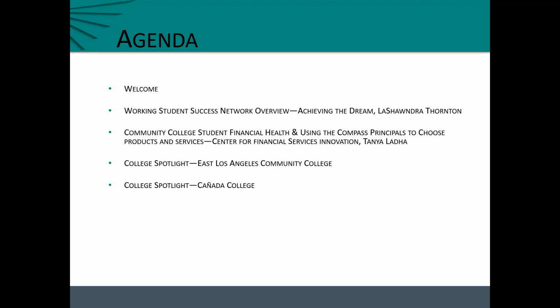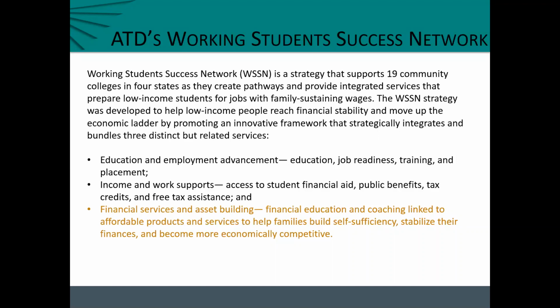So what is WSSN? WSSN is really a strategy that supports 19 community colleges in 4 states, and those 4 states are Virginia, Arkansas, California, and Washington. And it's really an integrated approach to really help our low-income students reach financial stability. And so what we do is that we strategically integrate and bundle 3 distinct but related services, and those are education and employment advancement, income and work support, as well as financial services and assets. And one of WSSN's primary goals really is to build that financial stability of our students.